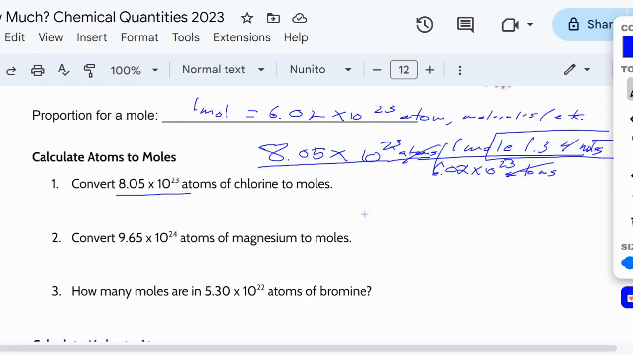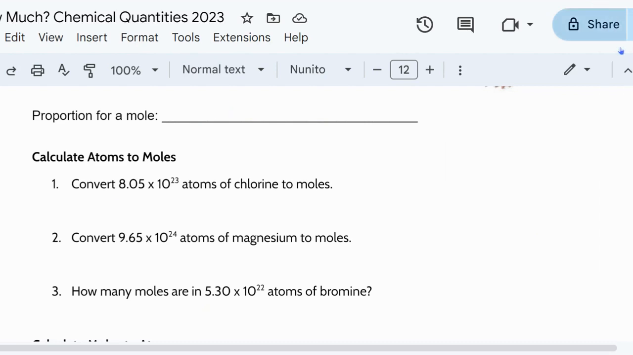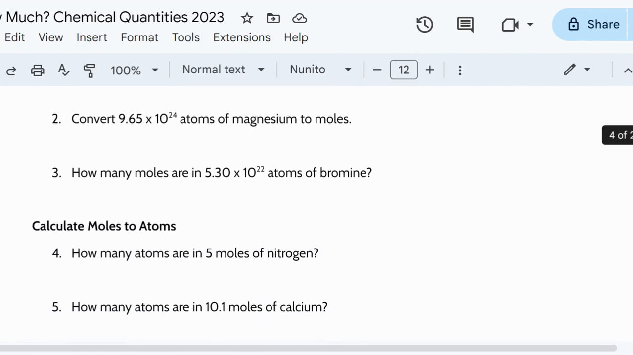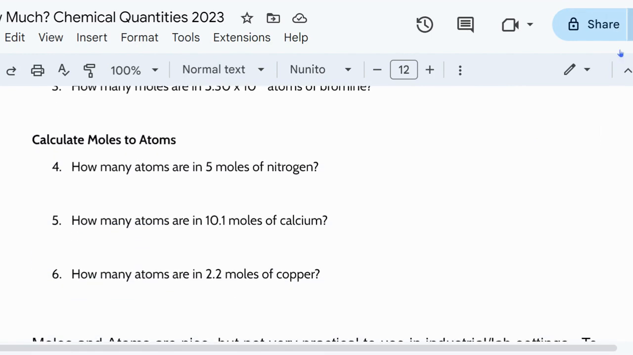And so you'd go through and do the rest of those. This one, conversion, conversion, atoms, atoms, atoms. As we scroll down, now you're going to flip it here. And you would start with 5 moles.